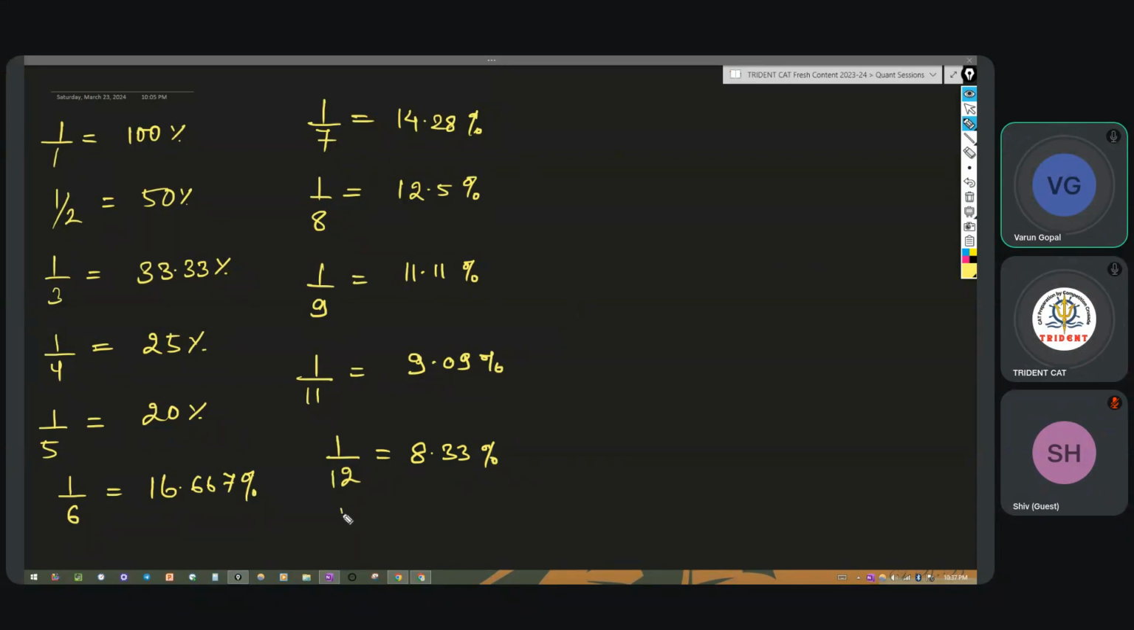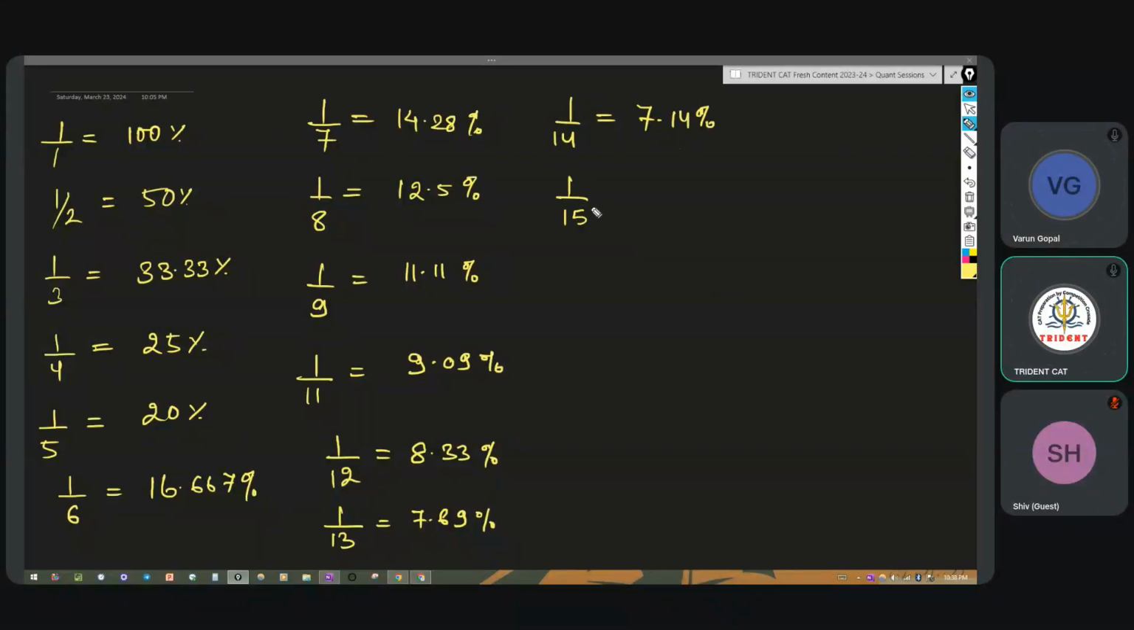1 by 13 is 7.69. I remember all the numbers till 1 by 20 at the back of my mind. But then sometimes I also forget, like if I'm not practicing. 1 by 14 is pretty simple. It's just 7.14. Great.